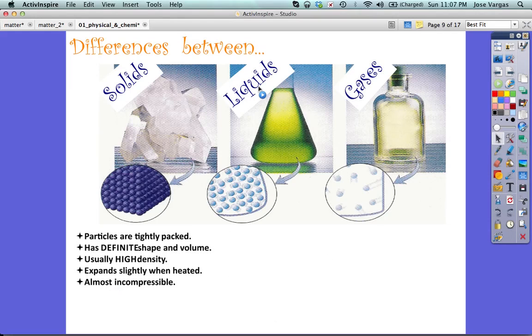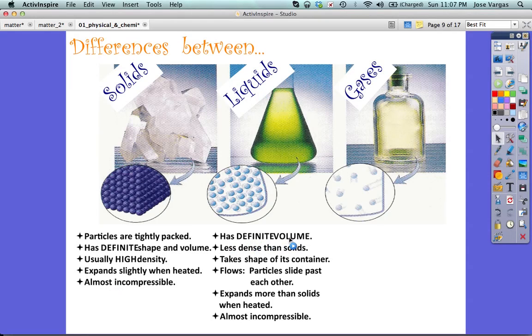You cannot compress them anymore. The liquids, on the other hand, have a definite volume but take the shape of their container. Less dense than solids, most of them, not all of them. We're going to see that water is one of the exceptions to the rule. Liquids flow, have fluidity, and their particles slide past each other. They expand more than solids when heated, not all of them, and are almost incompressible. So these are just the general rules.